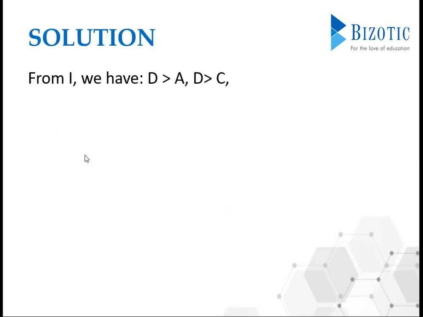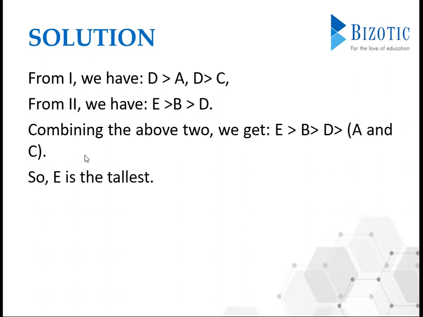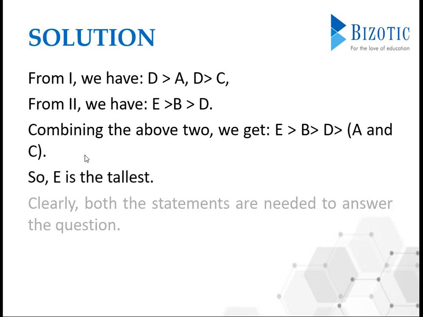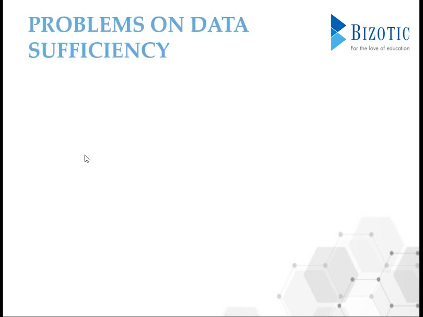Anyways, that's been clearly explained in the solution. From 1 we have the following equation. From statement 2 we have the second one, and combining both of them we have Eswar as the tallest. So that clearly gives us the conclusion. Both statements are required to answer the question, which gives us the right answer, option C, 3. That's it. So this is all that you need to do in data sufficiency. I hope you are clear with this, and let's move on to the next problem.